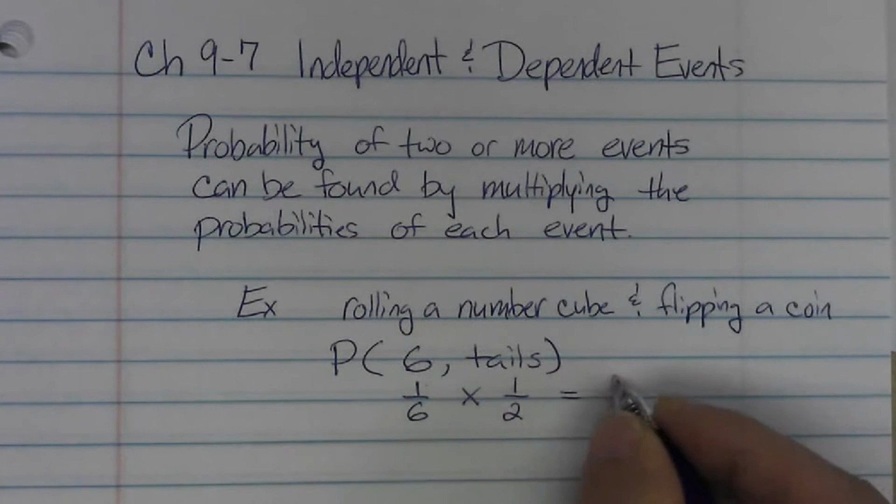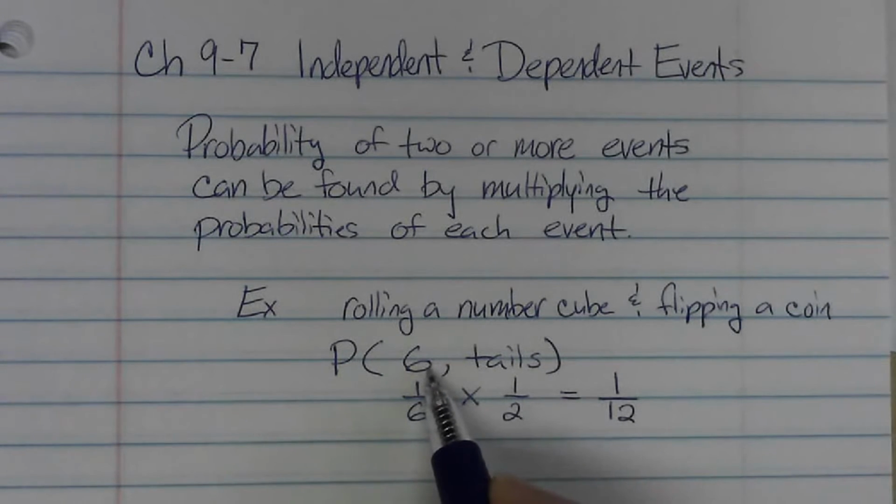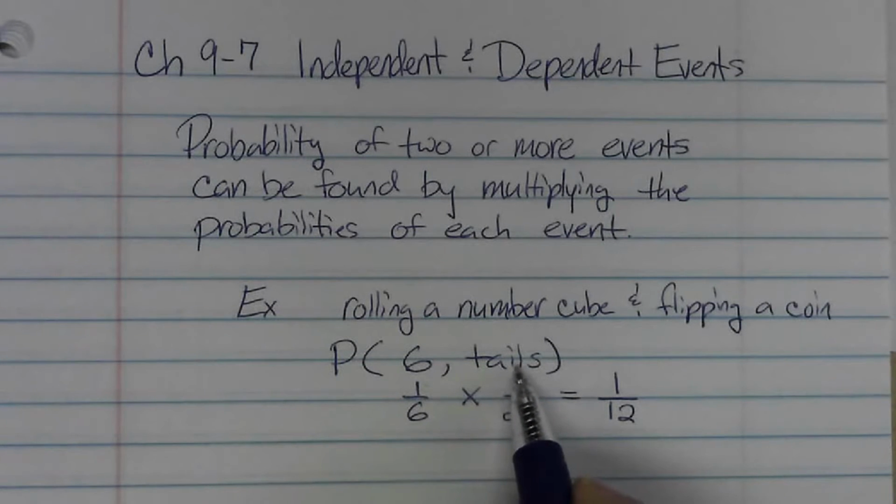What we're going to do is multiply these two probabilities. Numerator times numerator, 1 times 1 is 1. Denominator times denominator, 6 times 2 is 12. So the probability of rolling a 6 with a number cube and then flipping a coin and getting tails, the probability of both of those things happening in that order, is going to be 1/12.